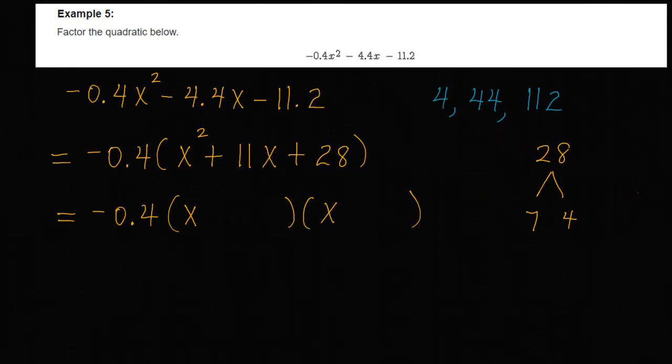So now we have that this polynomial here is going to be equal to negative 0.4 times x plus 7 times x plus 4. And this completes our solution for example number 5.